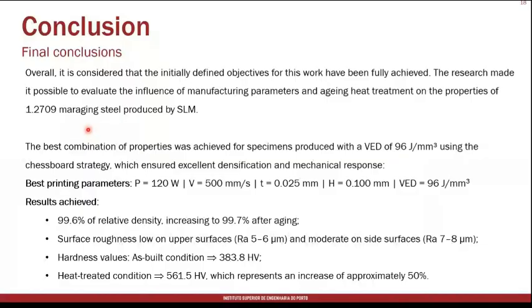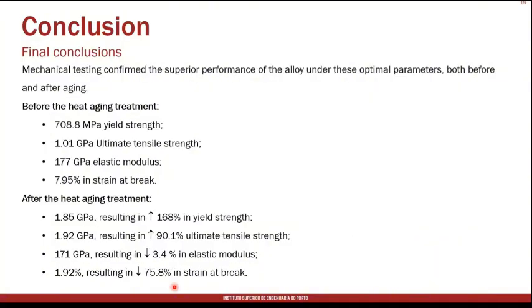The main purpose was to reach the best parameters, and here we can see the best printing parameters that give us the best results in terms of relative density, in terms of surface roughness, and in terms of hardness, which is about 400 Vickers before heat treatment or almost 600 Vickers after heat treatment. And finally, for the tensile test, by applying the heat treatment, we had major increases in the yield strength and ultimate tensile strength, but at the expense of a reduction of almost 80% in the ductility.